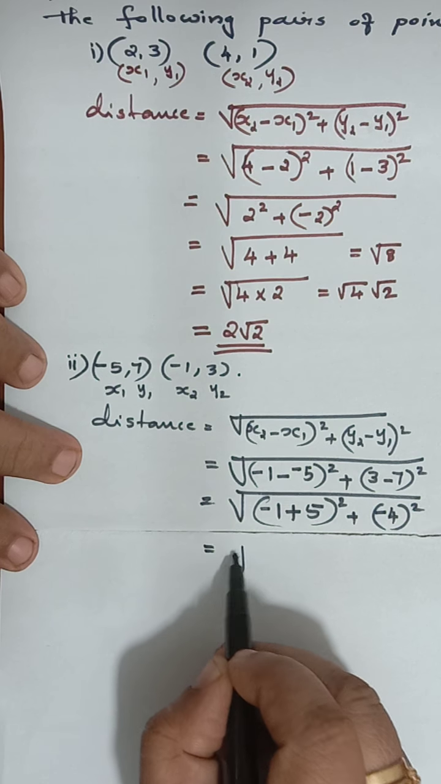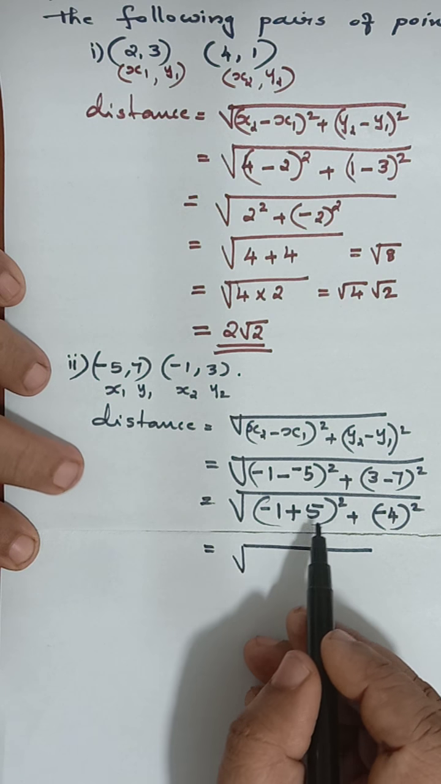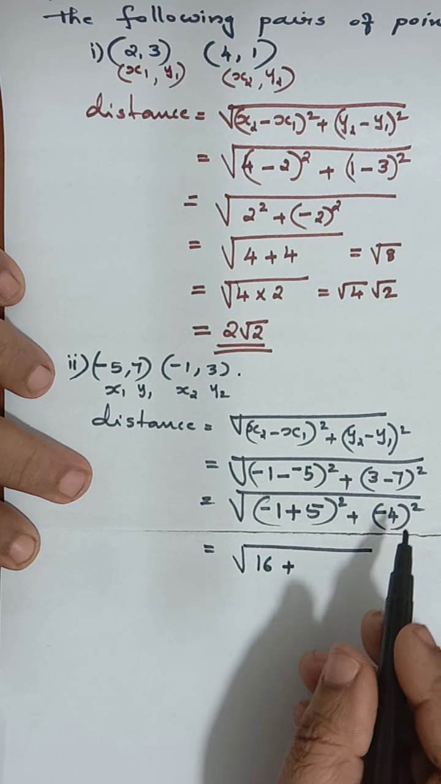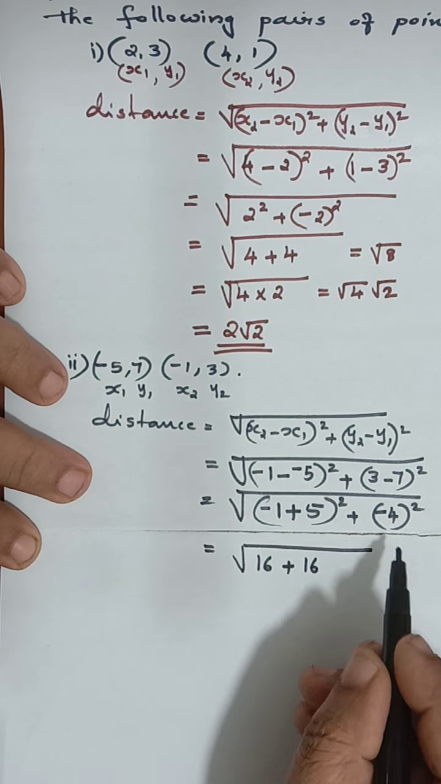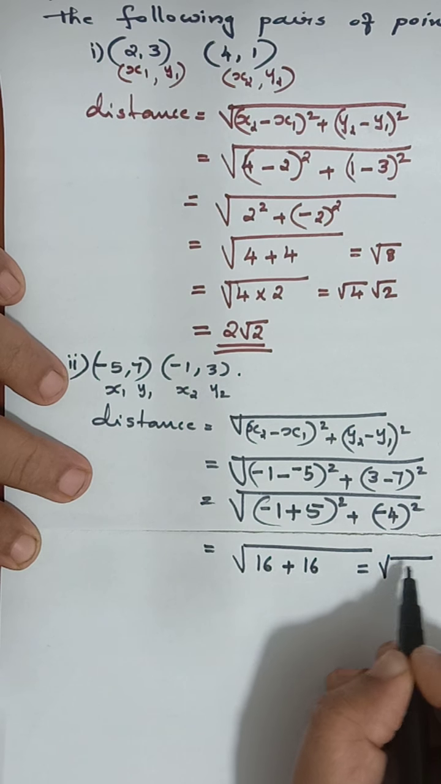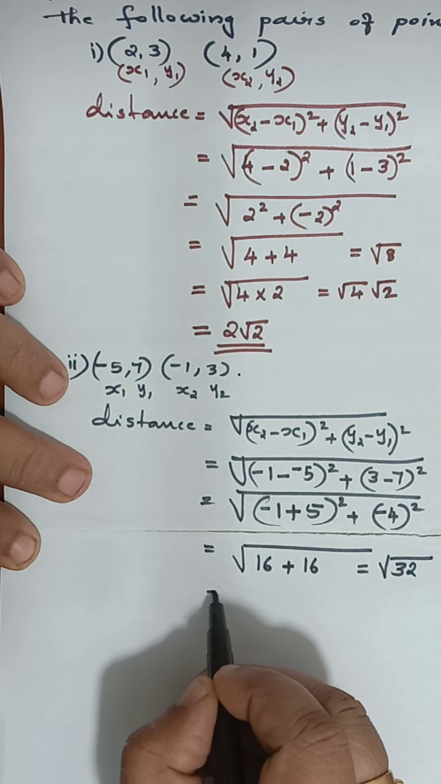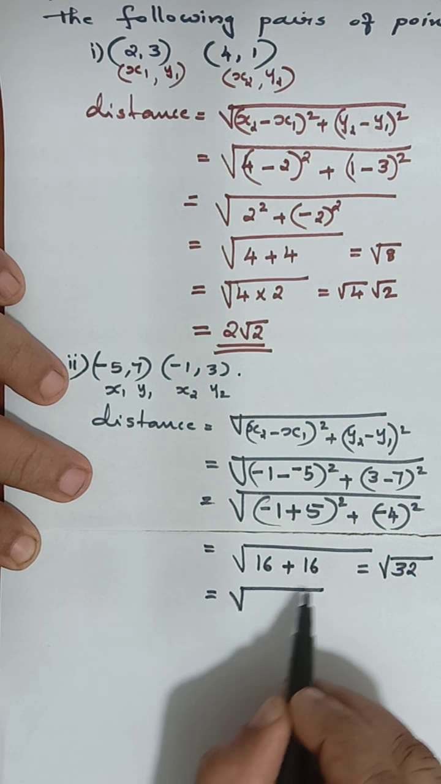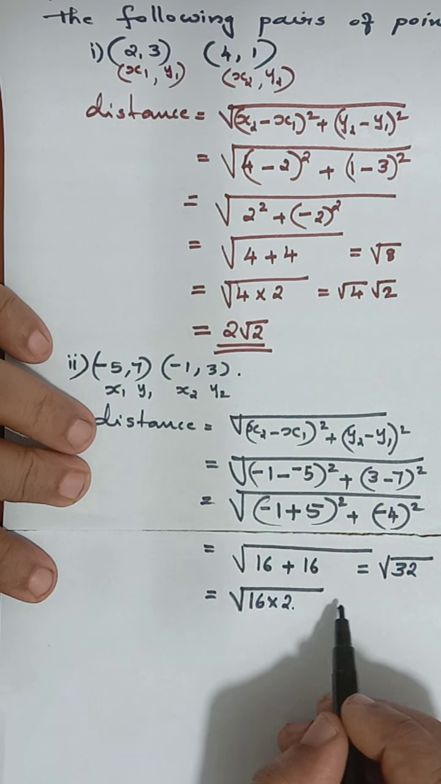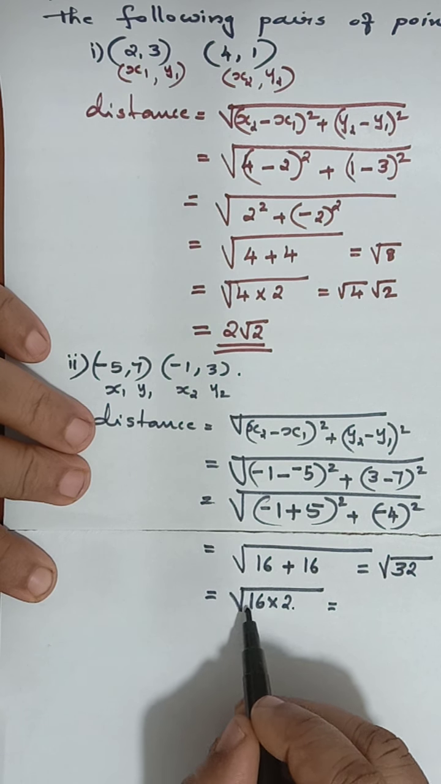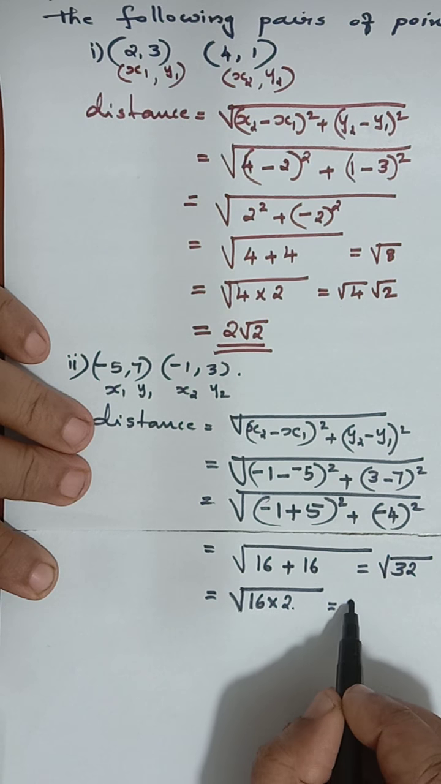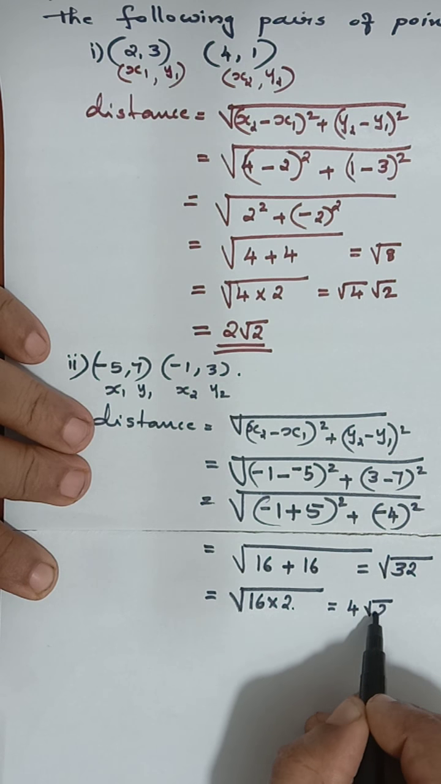Now comes the next step. Negative 1 plus 5 is positive 4. 4 square is 16 plus negative 4 square is also 16. Negative into negative positive. Positive 16. That's equal to square root of 32. What is this? How to simplify? 32 means, isn't it 16 into 2? That means you are taking a square number. So root 16 into root 2. You can split the root. Root 16 is 4. 4 root 2 here we have.